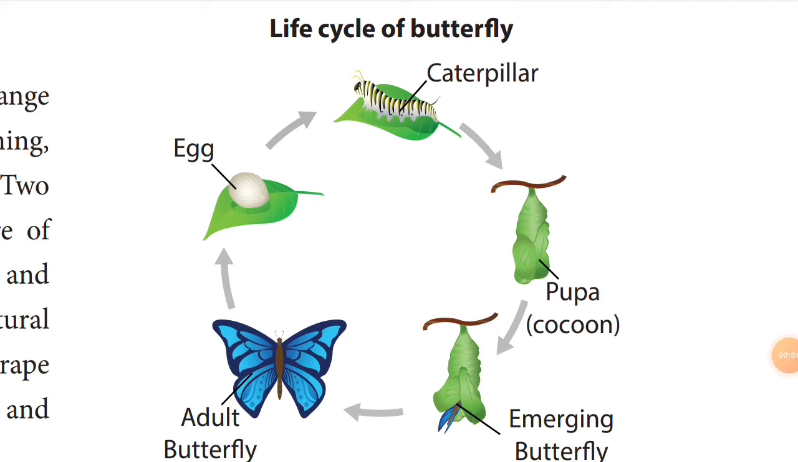Yes, children, see this nice picture of the life cycle of a butterfly. See the egg stage, next stage caterpillar, third one is pupa, that means cocoon. Fourth, the next stage is the emerging butterfly. Okay, and see the next, the adult butterfly, the beautiful butterfly stage.